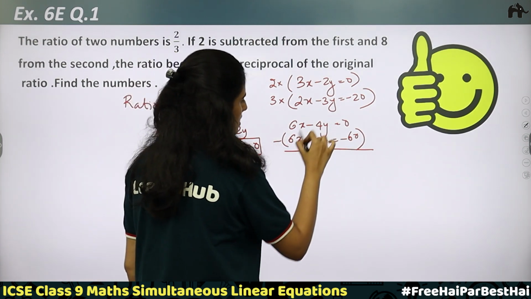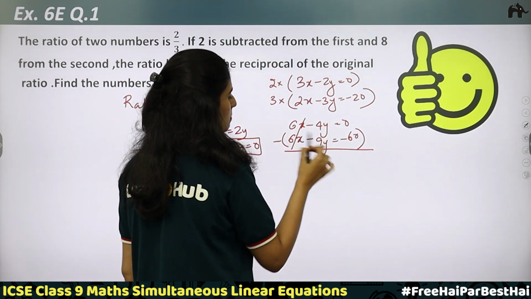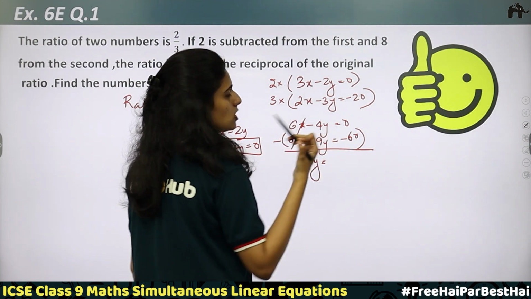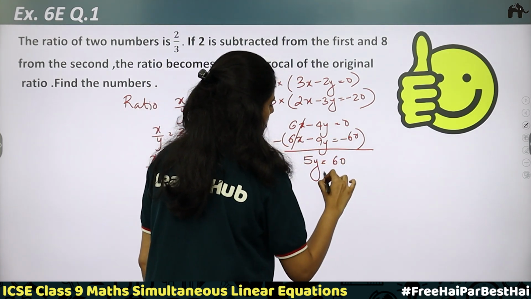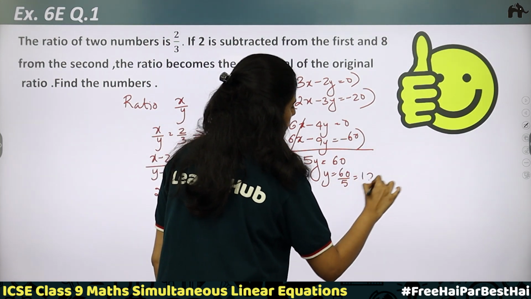6x minus 6x is 0. Minus 4y minus of minus 9y, minus 4y plus 9y, which is 5y, is equal to 0 minus of minus 60, 0 plus 60, that is 60. So y is equal to 60 divided by 5, equal to 12.